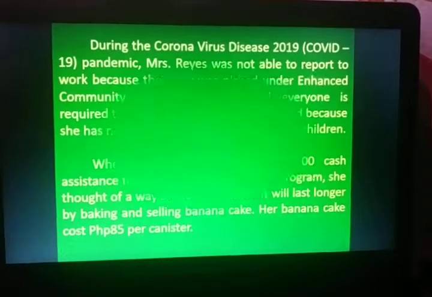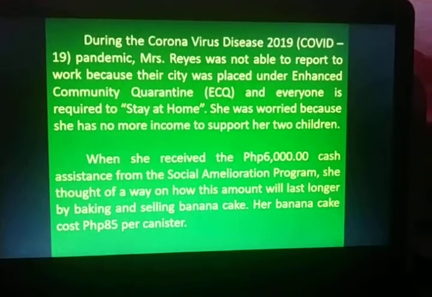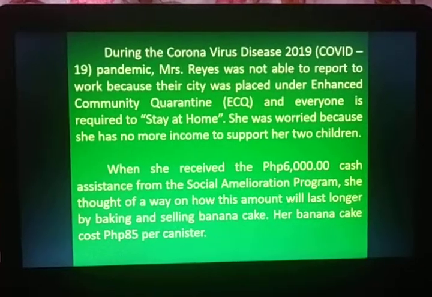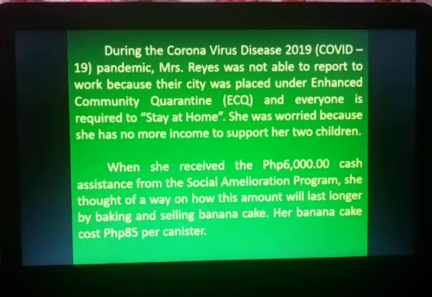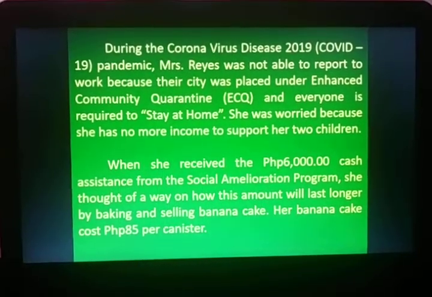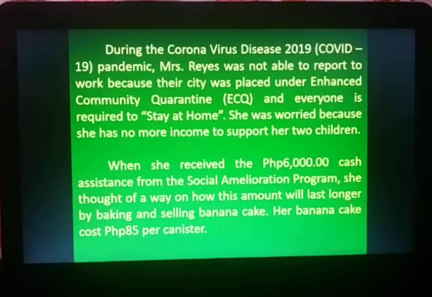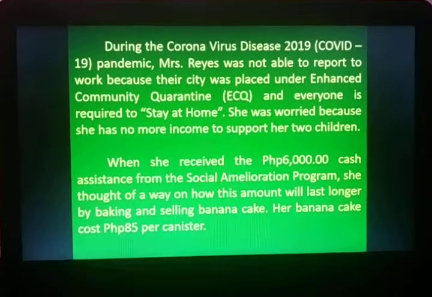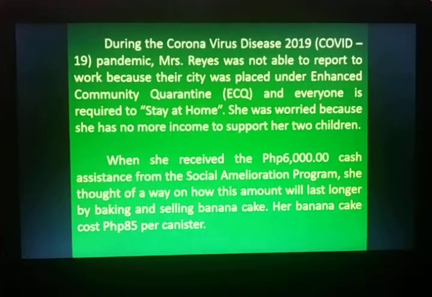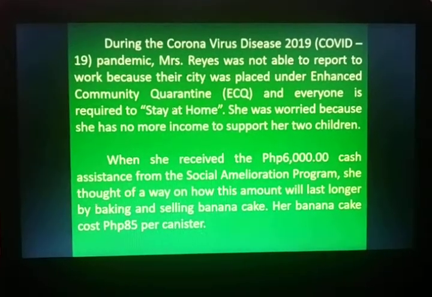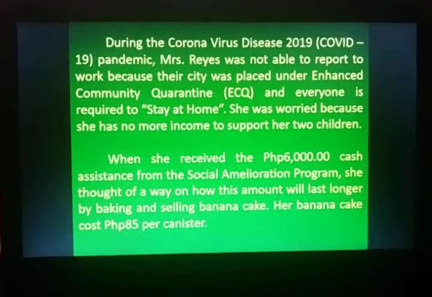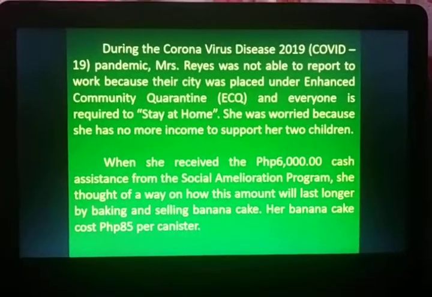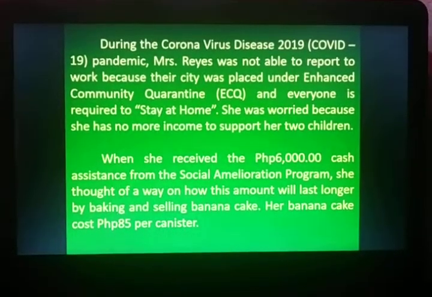Okay, so let's have one example. This is an example which is very real. During the coronavirus disease 2019 or COVID-19 pandemic, Mrs. Reyes was not able to report to work because their city was placed under enhanced community quarantine and everyone is required to stay at home. She was worried because she has no more income to support her 2 children. Like in Bacolod City also, all of the Philippines experienced 2 to 3 months of ECQ.